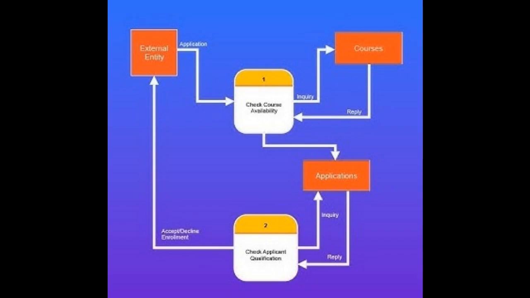And the flow direction matters here. An arrow to a store means you're writing or updating data. An arrow from the store means you're reading or retrieving it. Makes sense. Data has to be managed. It doesn't just appear. Exactly. It has to come from somewhere and go somewhere via a process.